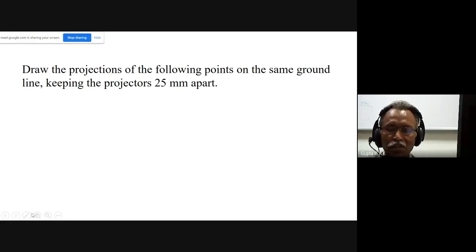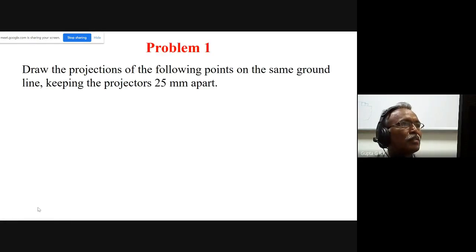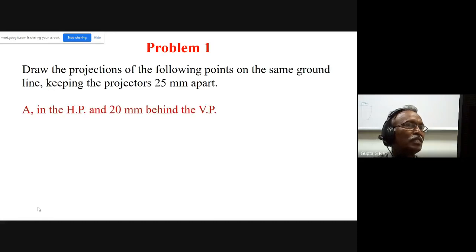Draw the projections of the following points on the same ground line, keeping the projectors 25 mm apart. That's what is given. This is problem 1 in exercise 9. If you go to the exercise of N.D. Bhatt, it is given in the problems. We are solving the problems in the exercise. This will be your second assignment, so be clear about what you are going to do.